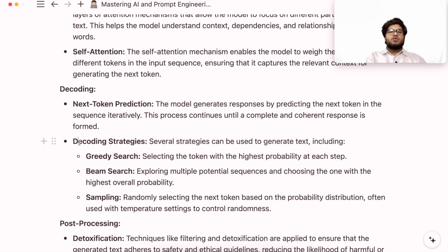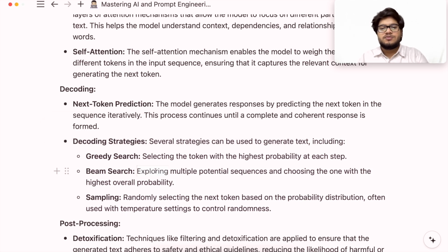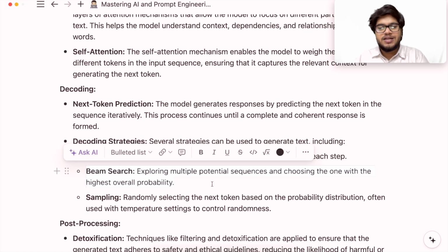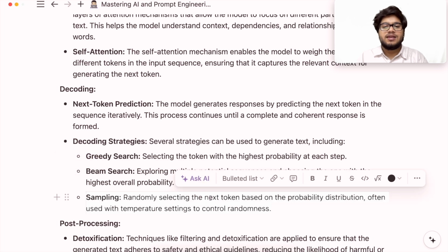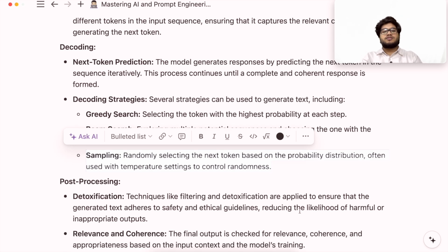Now, decoding strategies. There are several strategies like greedy search, selecting the token with the highest probability at each step. These are different kinds of strategies, as we have discussed in the previous lecture: greedy search, beam search, sampling. Beam search is basically exploring multiple potential sequences and choosing the one with the highest overall probability. What is the probability that the user is asking this prompt, and that this is the particular answer. Sampling is randomly selecting the next token based on probability distribution, often used with a temperature setting to control randomness.